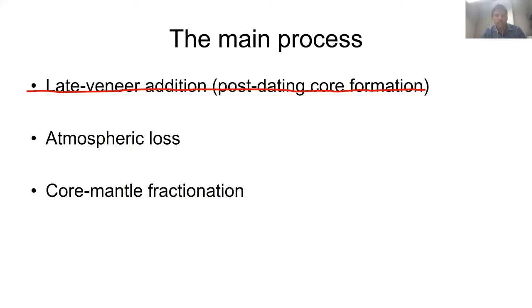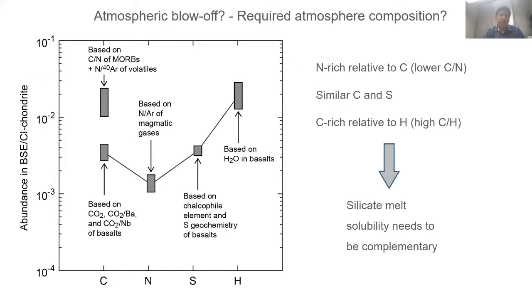So the second would be probing whether atmospheric loss is an important part. Well, for atmospheric blow-off to play a major role in setting the bulk silicate Earth volatile abundances, we need to get a sense of what type of atmospheric composition would be reasonable in equilibrium with the magma ocean, or in equilibrium with the molten silicate at the surface.